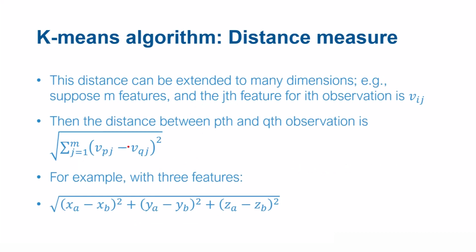Similarly, if you have j axes, you can use this generic formula: the summation of vpj minus vqj raised to the power 2, the summation of all those squares, and then the square root. For example, if you have three features or three axes, then you can use xa minus xb raised to the power 2 plus ya minus yb raised to the power 2 plus za minus zb raised to the power 2, and the square root of that.